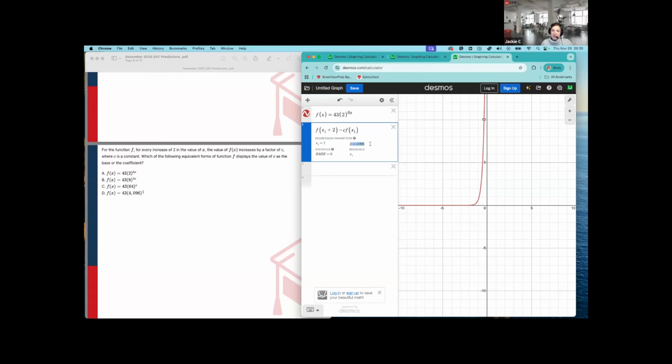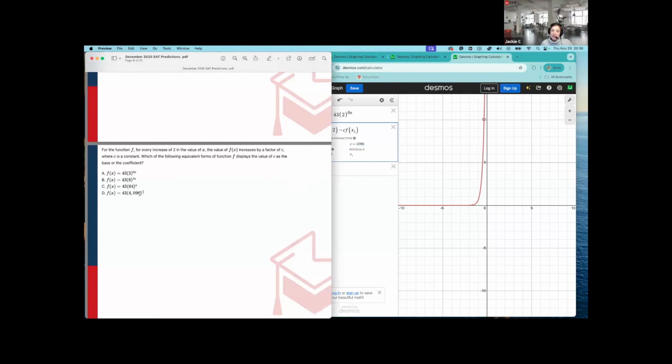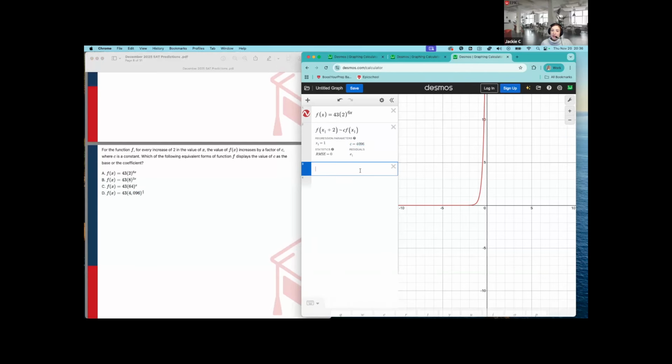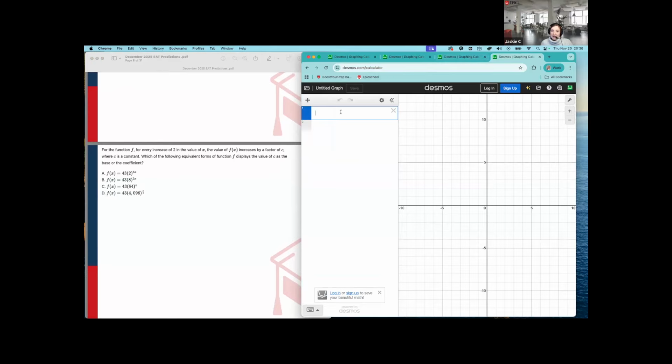So this is telling me it increases by a factor of c, where c is a constant. We need c to be 4,096. And if I look at the answer choices, that seems like it will be the correct choice D. Now, I didn't have to start with option choice A. I could have used B, for example, and I could do the same exact thing.